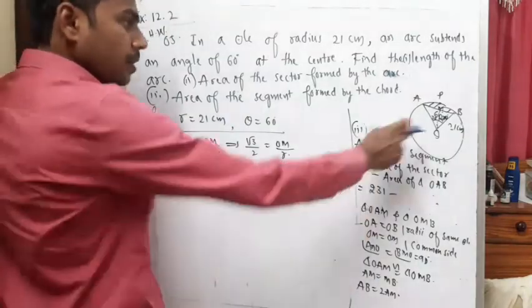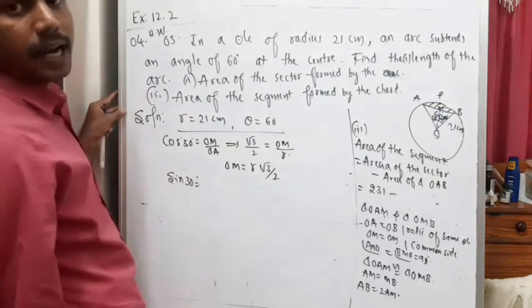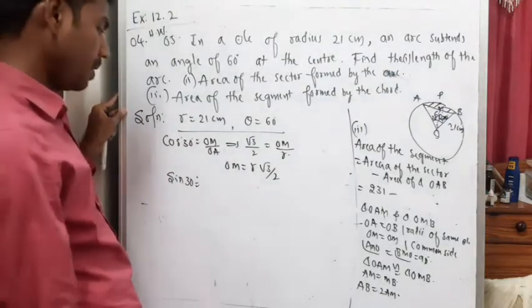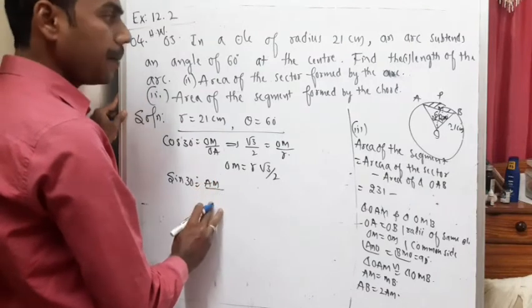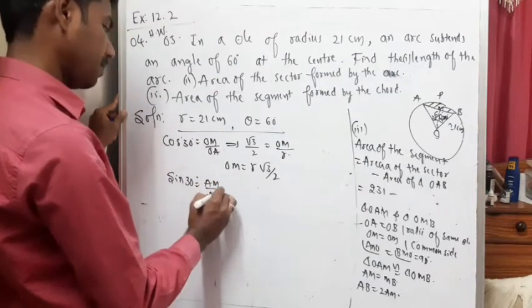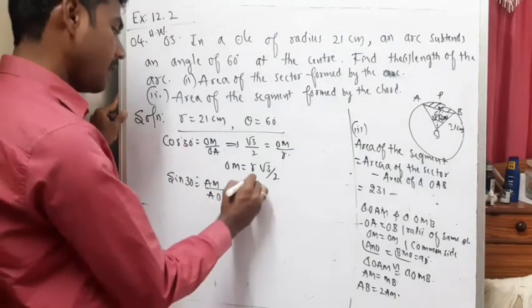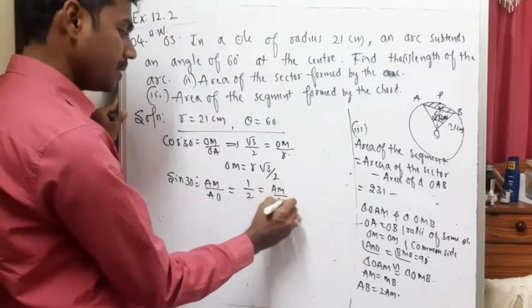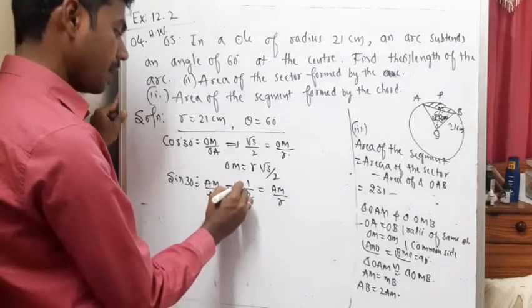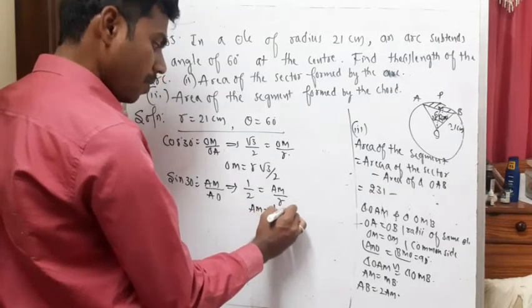So this AM is opposite to 30. Then we make use of the sine relation, which is opposite by hypotenuse. What is opposite? AM divided by AO, which is equal to sin 30, that is 1 divided by 2. AM divided by OA, where OA is the radius R. Next, AM is equal to 1 by 2 R.